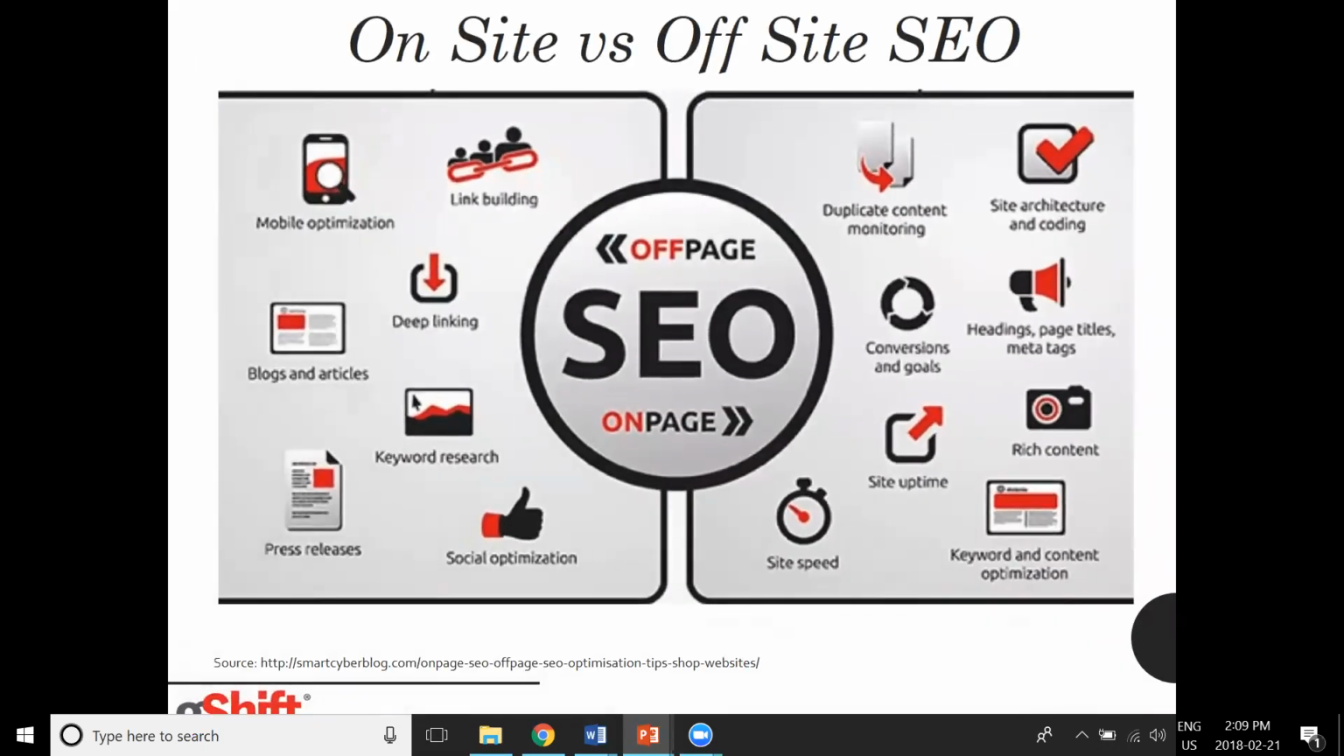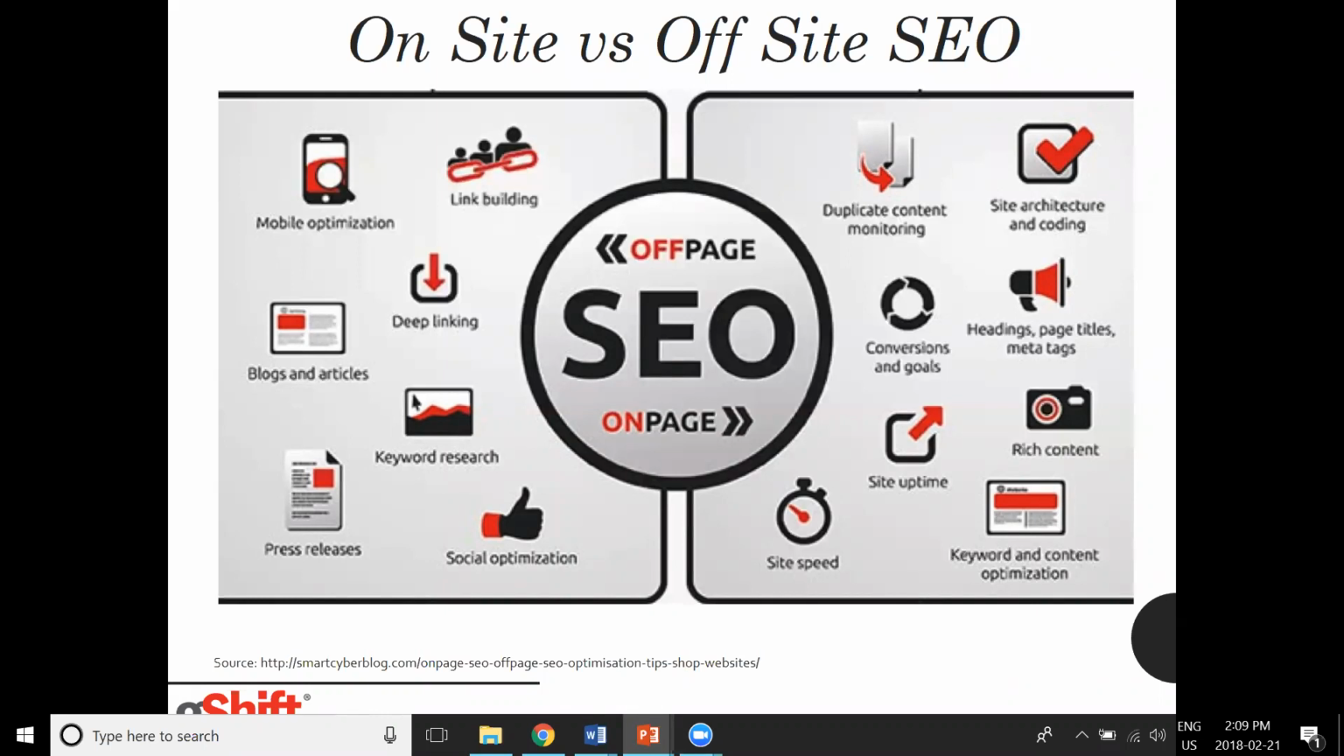And we do have off-site and on-site SEO. On-site SEO are the things that you do on your website, on the domain that you own, to optimize it, such as your site architecture and coding, setting up conversions and goals, the uptime of your site, as well as the speed of your site, how you optimize your keyword and content, making sure you've got rich content, and making sure that you don't have duplicate content. And if you do, you handle it properly.